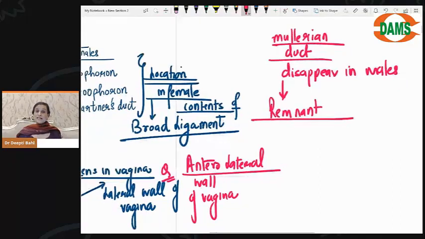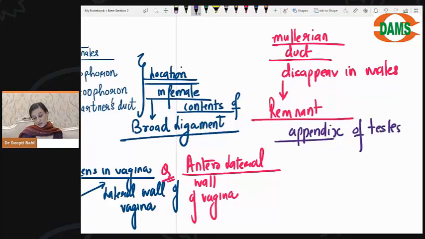This remnant is called the appendix of testes. Okay? So this is called the appendix of testes, right? Very, very important: the appendix of testes is a Mullerian duct remnant, or a paramesonephric duct remnant.